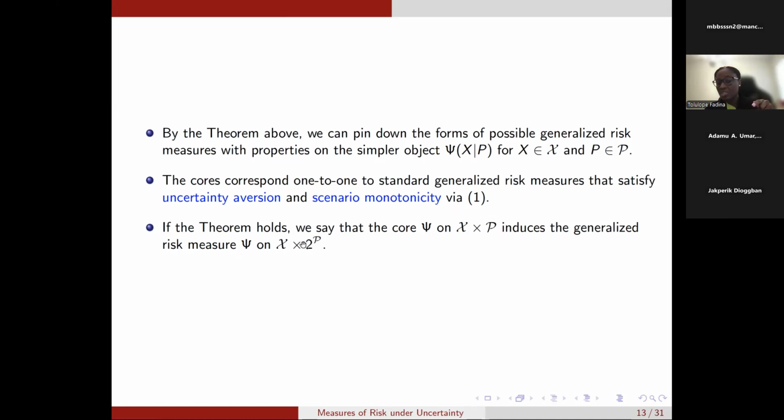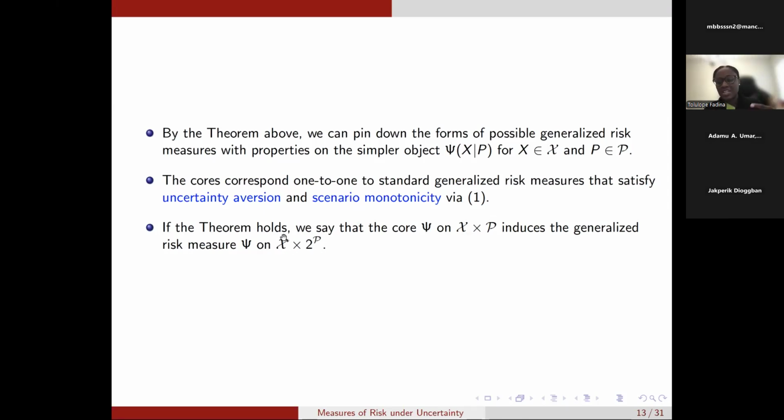But when we reduce this to this P, then that is a single scenario, and we call that a core if it satisfies uncertainty aversion and scenario monotonicity. We just did it to simplify the process, which means going forward, all the results, if this risk measure psi satisfies uncertainty aversion and scenario monotonicity and is standard, every result that we can establish under this core can actually be induced by the generalized risk measure under this particular structure.